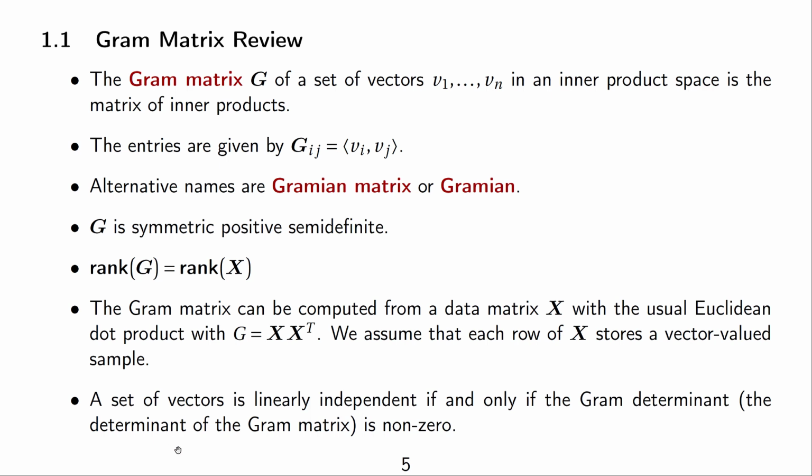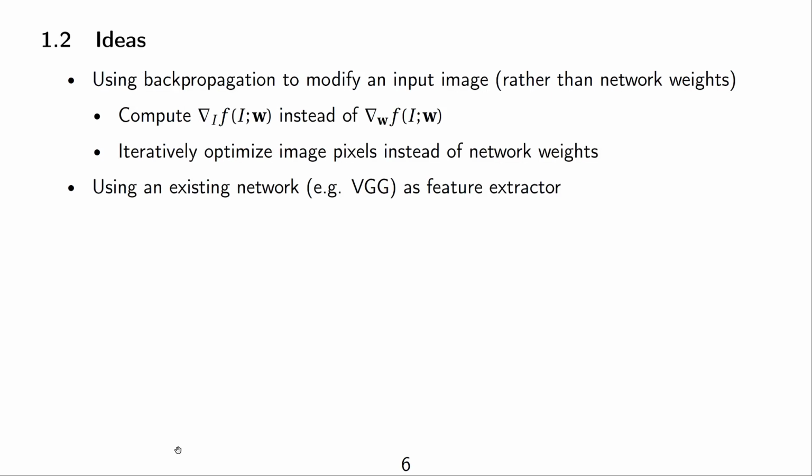Finally, a set of vectors is linearly independent if and only if the gram determinant, which is the determinant of the gram matrix, is non-zero. We list this just for completeness. This is not something that we'll use for texture synthesis.